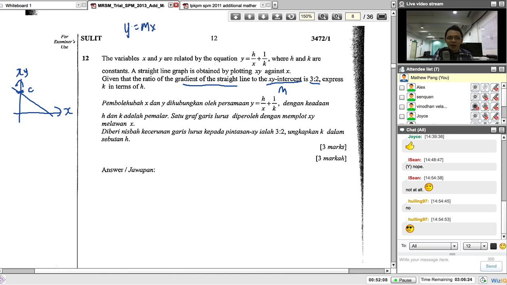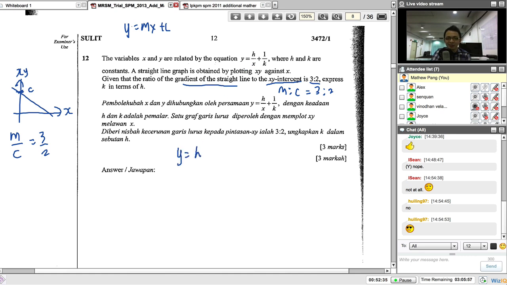This is y equals mx plus c, right? So that means m ratio c will equal 3:2. I write in fraction form: m over c will equal 3 over 2. This is some information given by the question, and then it asks us to express k in terms of h. So I'm going to solve this one first, because this one is not in the linear form yet.